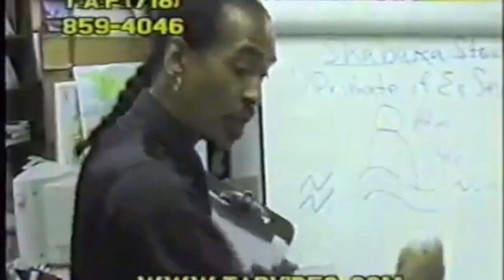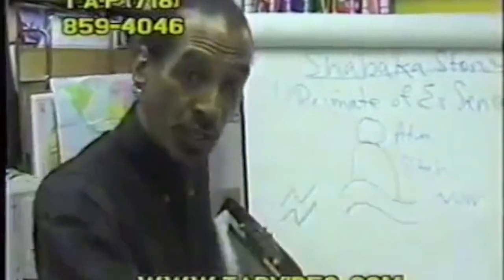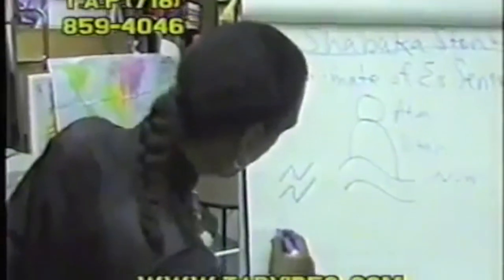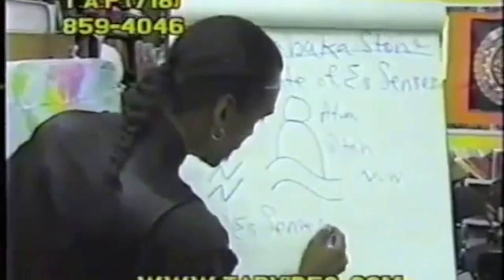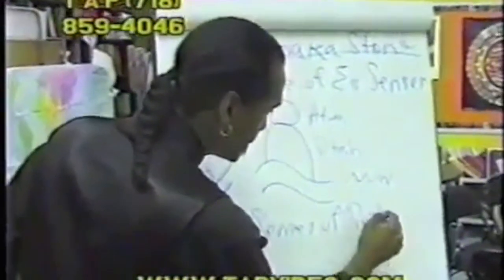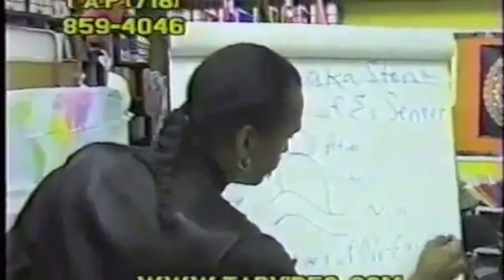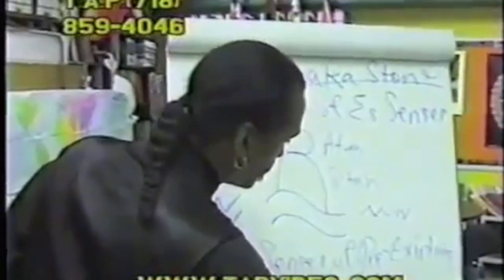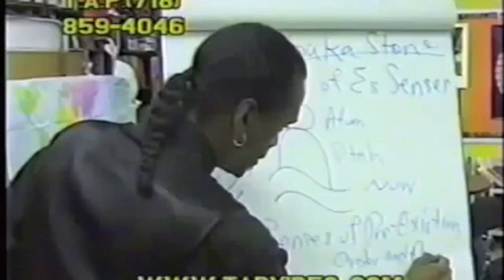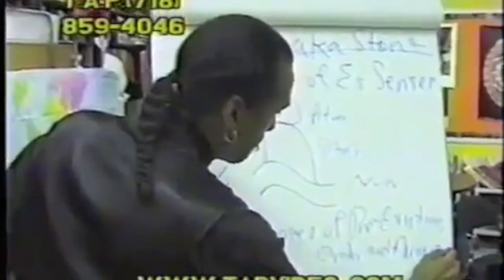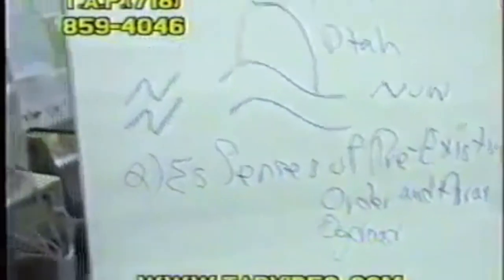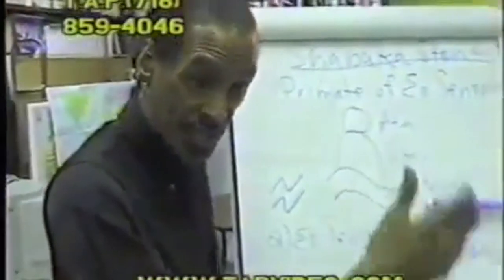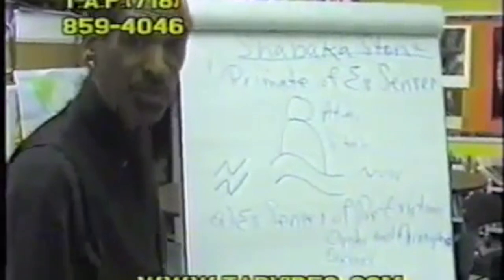This is philosophy number one of the Shabaka stone that was rewritten on an older document known as the Memphite text. Now we have the second philosophy, which we are calling the essences of pre-existing order and arrangement. Now, the reason why I use this term, because this in science, in math, philosophy, however you want to look at it, is also called the ogdoad. The ogdoad. This that we teach in science, in all of these textbooks, same thing written on the Shabaka stone.